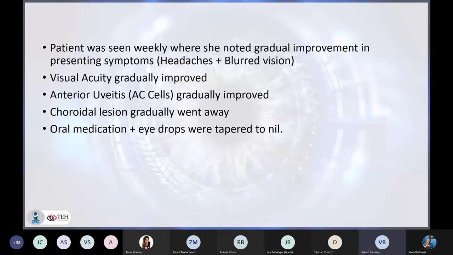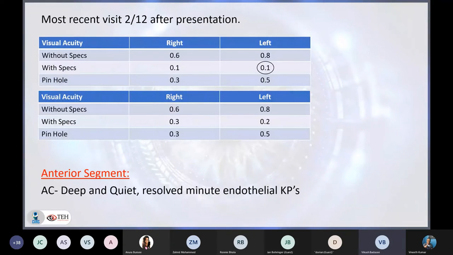So she was actually reviewed in a week's time, and she was also reviewed weekly for the next 4 weeks. And she noted that there was a gradual improvement in her symptoms, such as the headaches and blurred vision. There was a gradual improvement in the visual acuity. Her anterior uveitis, AC cells, gradually improved, and her choroidal lesion gradually went away. And her oral medication and eye drops were tapered to almost nil or to nil.